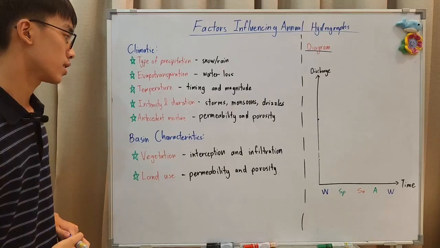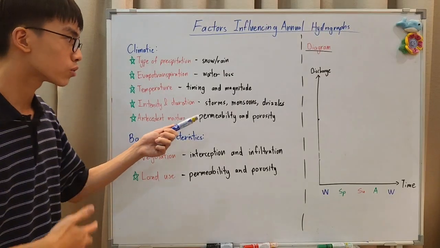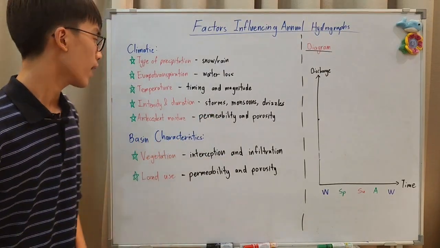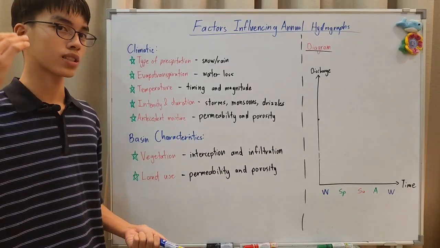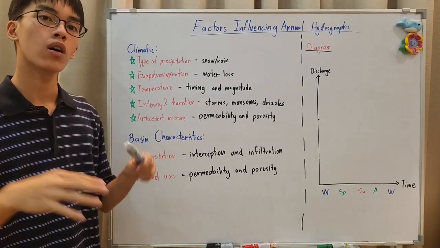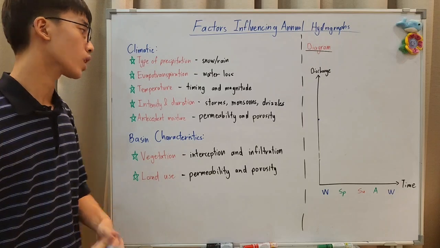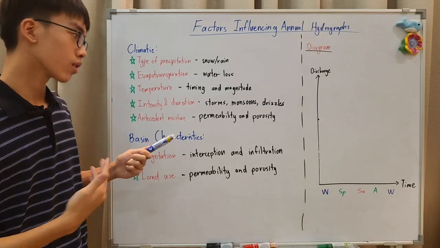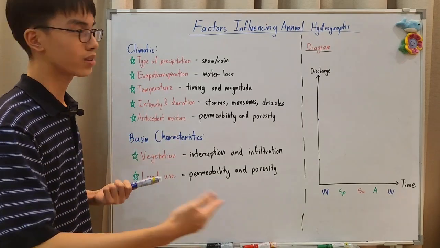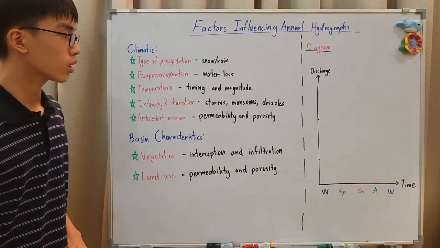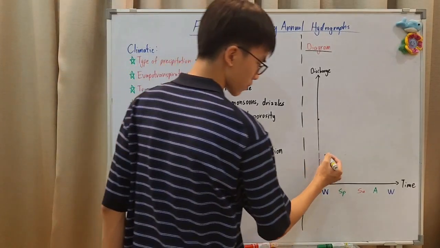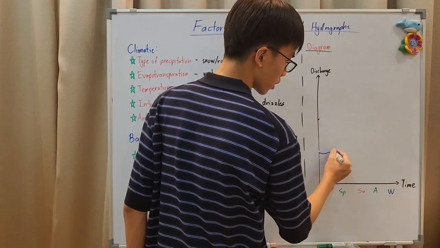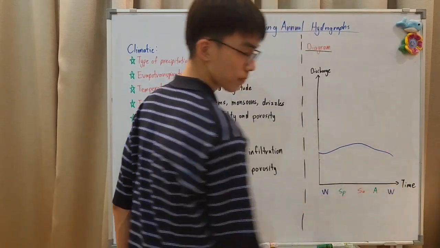Now we'll move on to intensity and duration. So I've split this into storms, monsoons, and drizzles. And basically, the more intense your rainfall is, the higher discharge is going to be because obviously there's more rainfall concentrated in a small period of time. On duration, obviously, the longer you have rainfall, the more discharge is going to build up. So if we look at drizzles, for example, if you have drizzles all year round, then your discharge is not going to increase that much. It might be something like that.